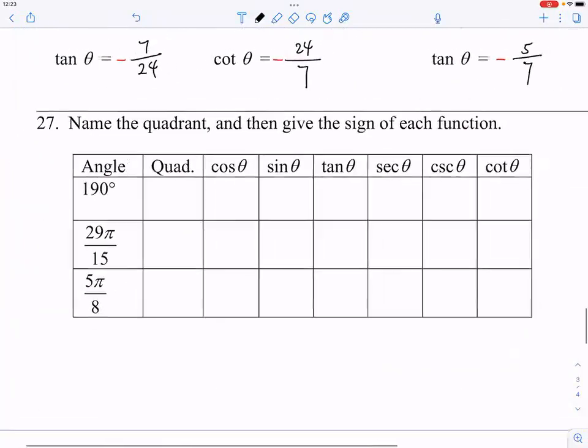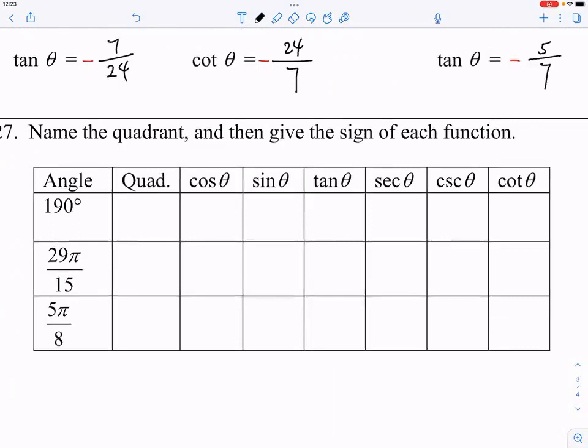Okay, all right. Same thing. You have the angle. We want to tell the quadrant, and by doing so, we want to find out which part is positive and which part is negative. 190 degrees is in quadrant 3. That's easy. So in quadrant 3, which function is positive? Tangent and cotangent. I'm not going to put the negative, because if you know what is positive, I'm going to assume you know the other ones are negative.